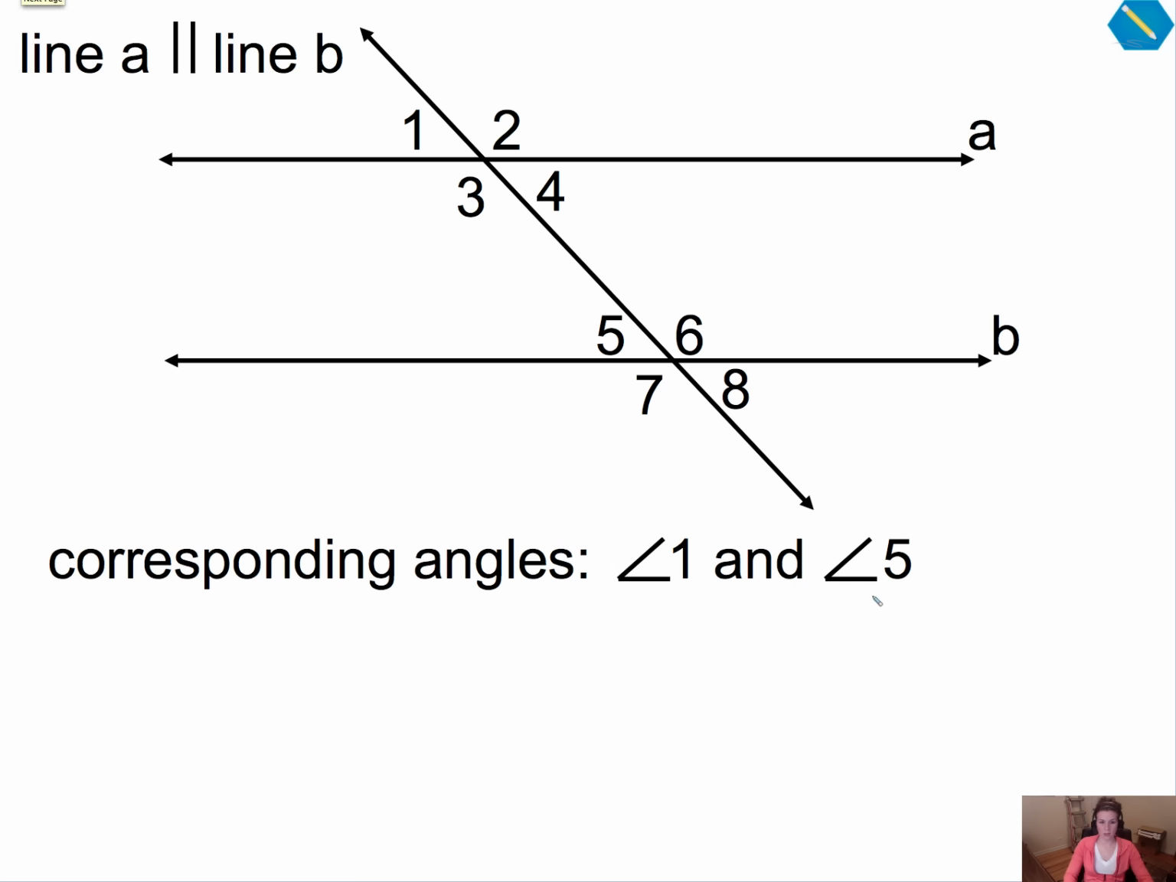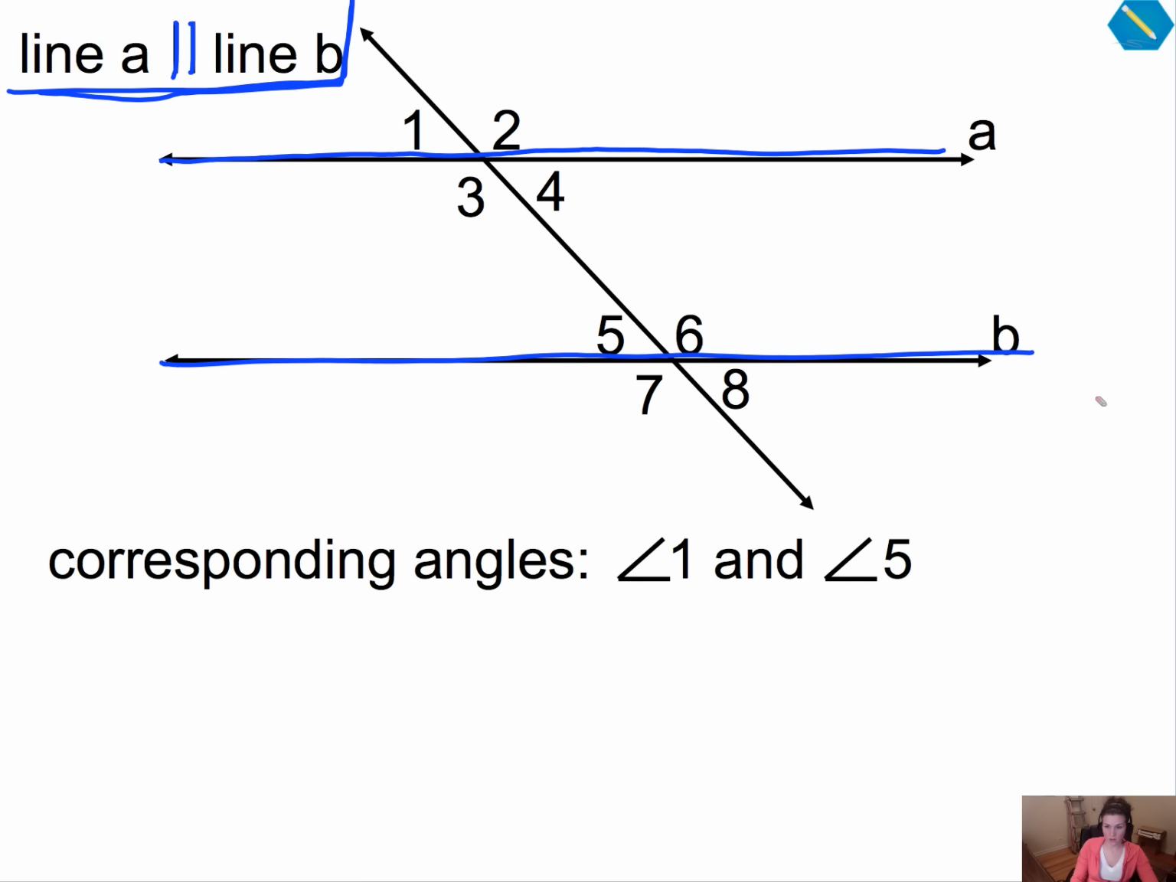Alright, I know this next slide looks a little overwhelming, so let me have you look right up here in the upper left-hand corner. What this says is line A is parallel to, these two vertical lines mean is parallel to, line B. So what they're telling us, very important, is that line A is parallel to line B. That's very important to do what we're going to be doing next, okay?